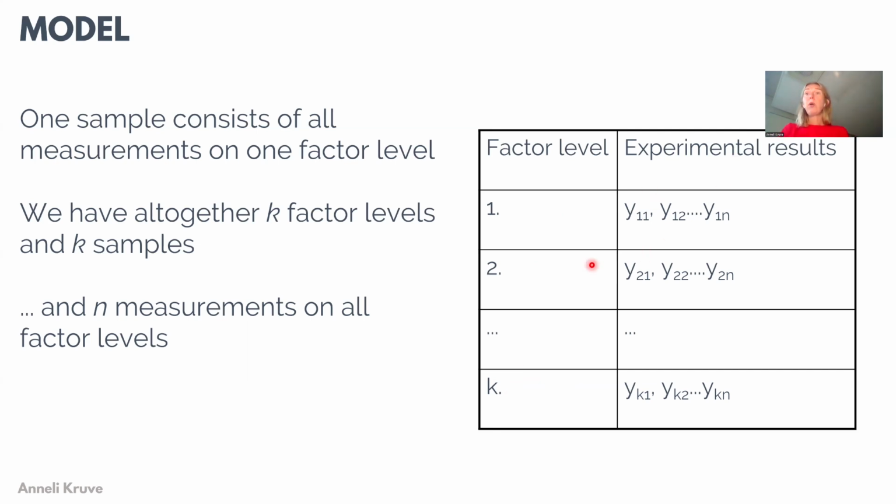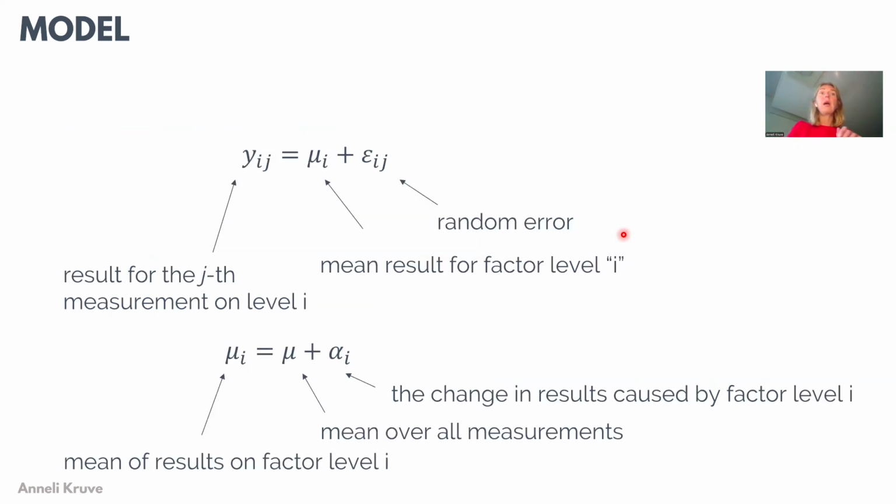Now, each of these individual analysis results will be impacted by the random errors arising from simply replicating the measurements, but also by the impact of this factor level. And that means that we can try to break this individual experimental result down into different components. So the replicated measurement j for the factor level i can be expressed as the mean from this specific sample, so measurements on this specific factor level i, and the random error.